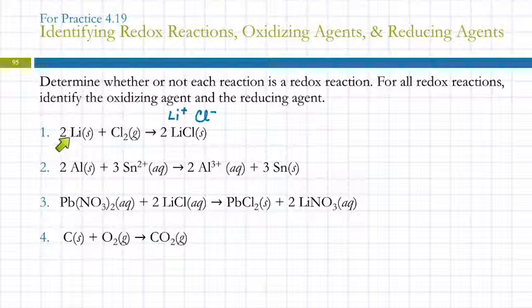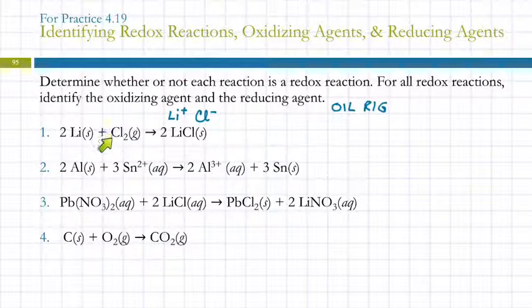So how does lithium go from being an atom to an ion? It lost electrons. Oxidation is loss of electrons, oil rig. Oxidation is loss, reduction is gain of electrons. So the lithium is losing electrons, it's oxidized. What kind of an agent is it? The opposite. It's the reducing agent.